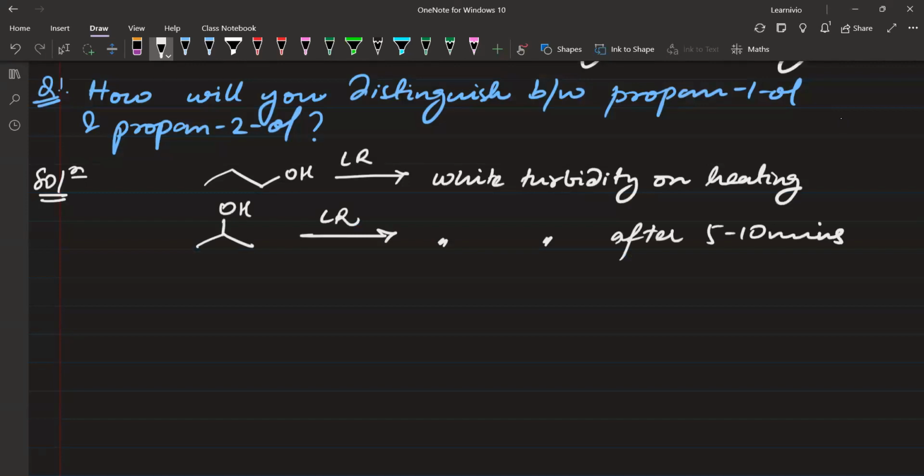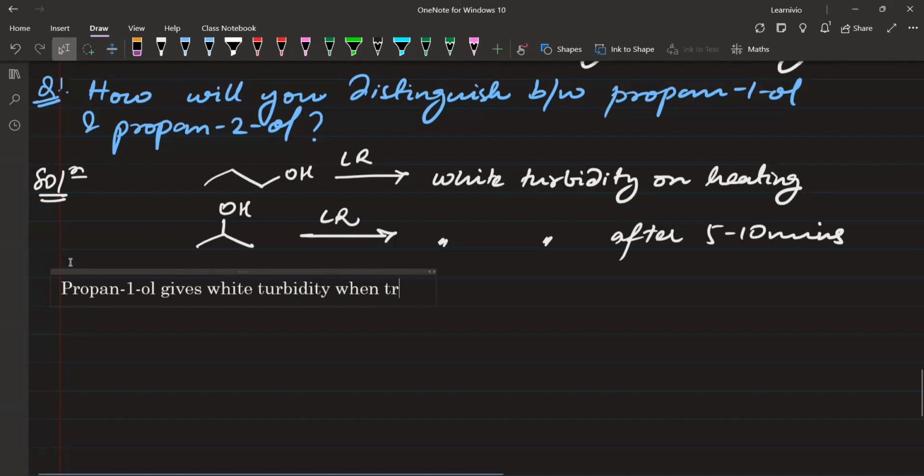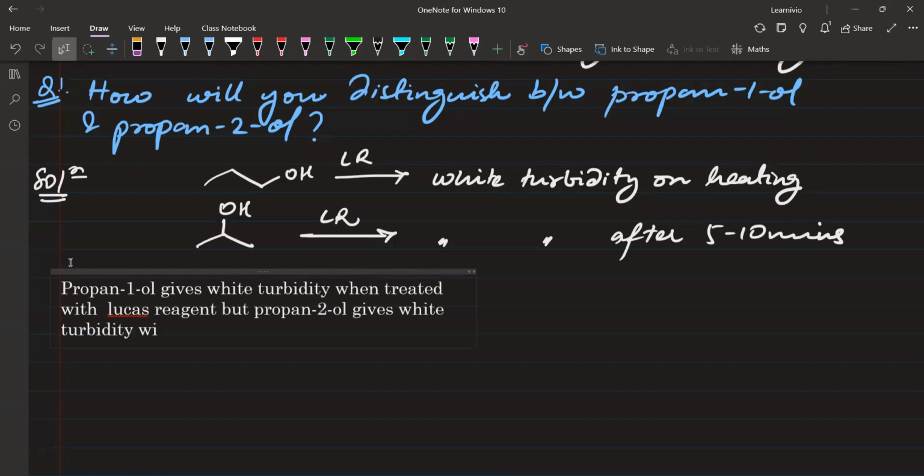इसी को आपको वर्ड्स में कैसे लिखना वो हम आपको बताते हैं. You will write: propane-1-ol gives white turbidity when treated with Lucas reagent, but propane-2-ol gives white turbidity with Lucas reagent after 5 to 10 minutes.